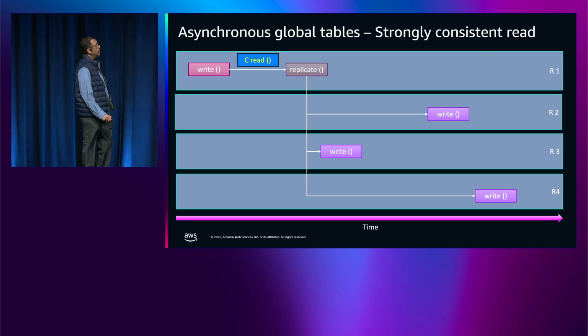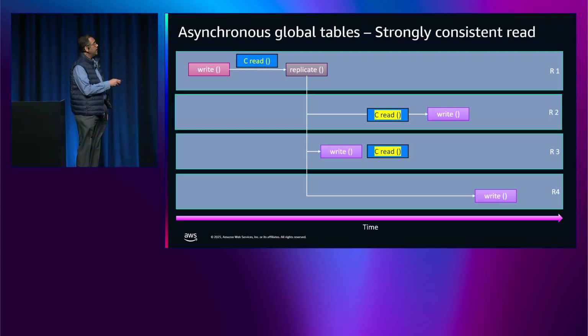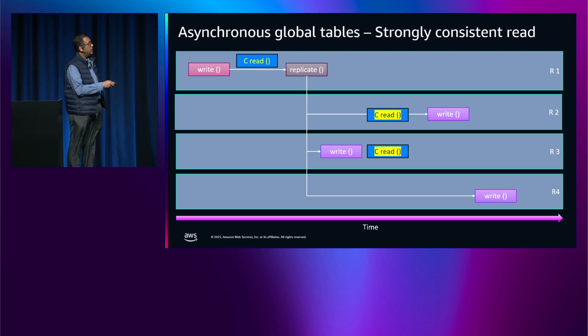Okay. What happens here? I did the write. The replicator has got the data. The write only happens here. A consistent read here will not show you the data.